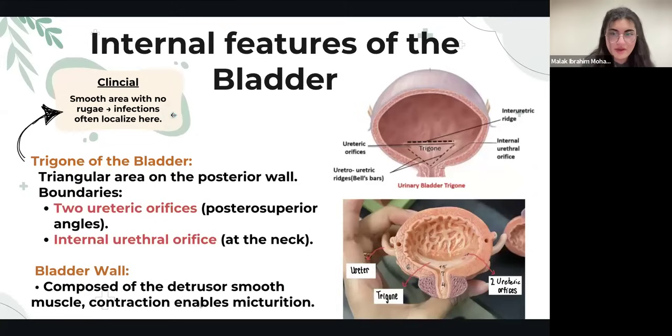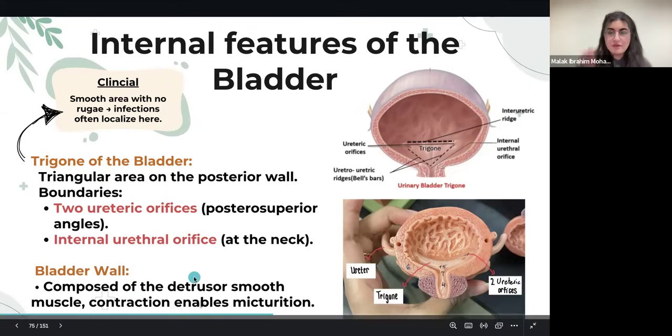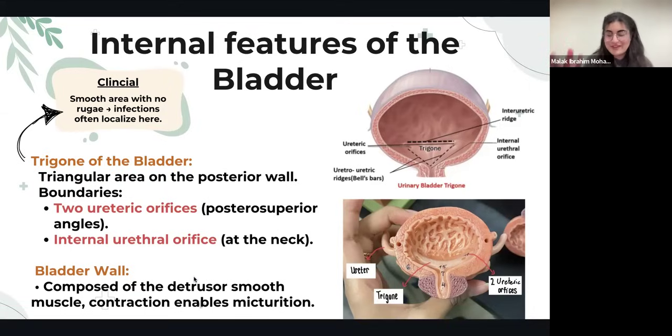Okay, let me go back. Yes. So the ureteric orifices are located in the posterior superior angles, as we mentioned before, and the urethral orifice is located at the neck. We also have the bladder wall, which is composed of the detrusor smooth muscle, and this is what enables micturition, because when it contracts, you would have micturition or emptying of the bladder.